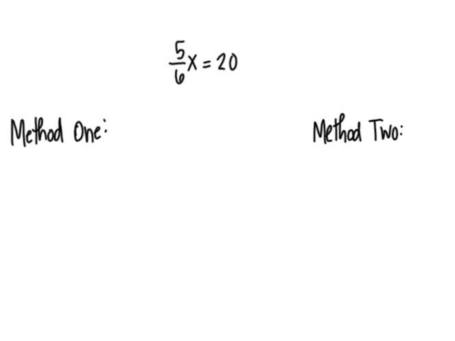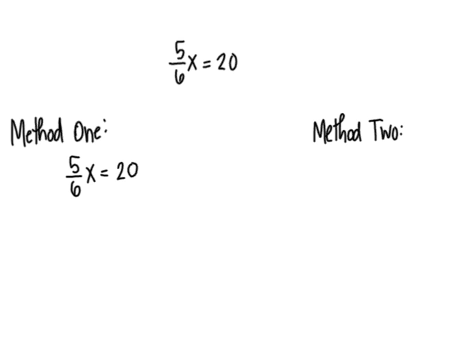This video will be the second half of section 2.2. The problem you have here is 5/6 x equals 20. There are two different ways to work this one. I'm going to work the same problem two different ways, and you have to decide which way works best for you. So my first way, I have 5/6 x equals 20.